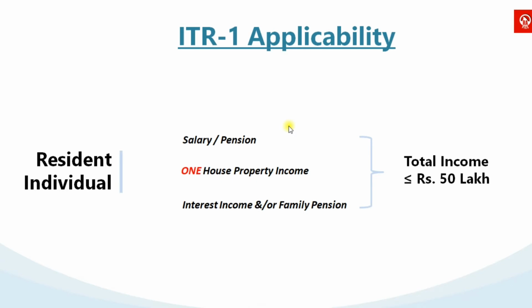Now let's apply this practically to understand in a better way. Imagine you are living in India with salary income as your main source of income, getting rental income from one house property, and you are also getting interest income and/or family pension, and the agricultural income that you are getting is not more than rupees 5,000. Then you can file ITR1. Even for retired people, all these conditions are the same, but instead of salary, it will be pension for them. That's it. This is regarding the applicability.